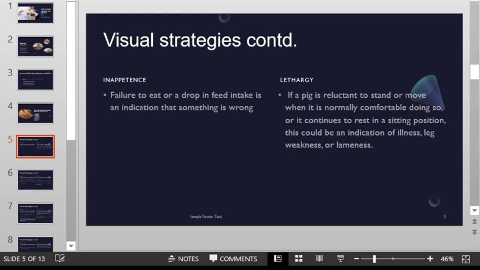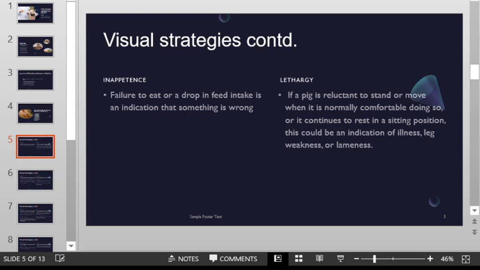All right. And then the second one is lethargy. So lethargy simply means weakness, in which case the animal is weak, the animal is reluctant to stand or move, okay, when it is normally comfortable doing so. So you get to your pen and you see the animal resting in a corner. The animal is not standing, even when you try to raise the animal up.